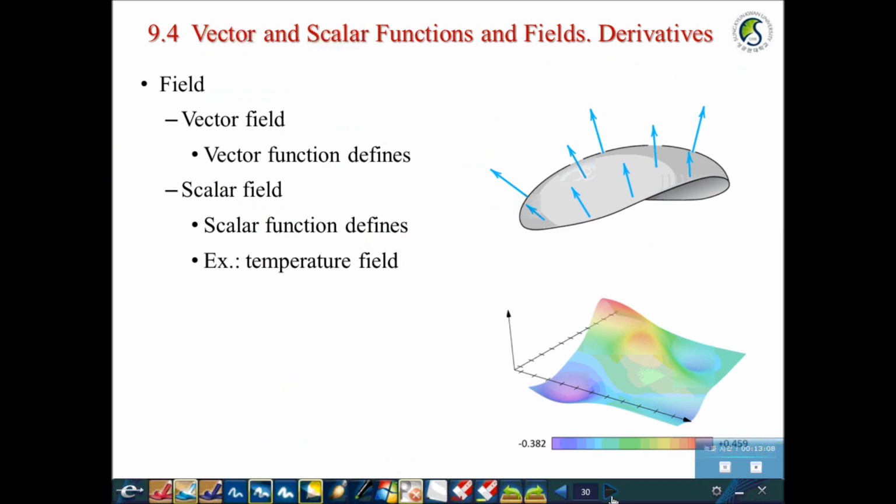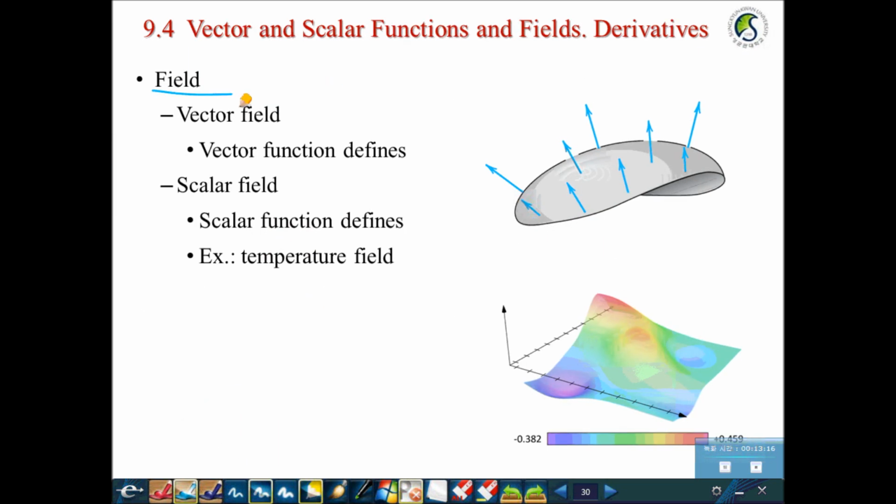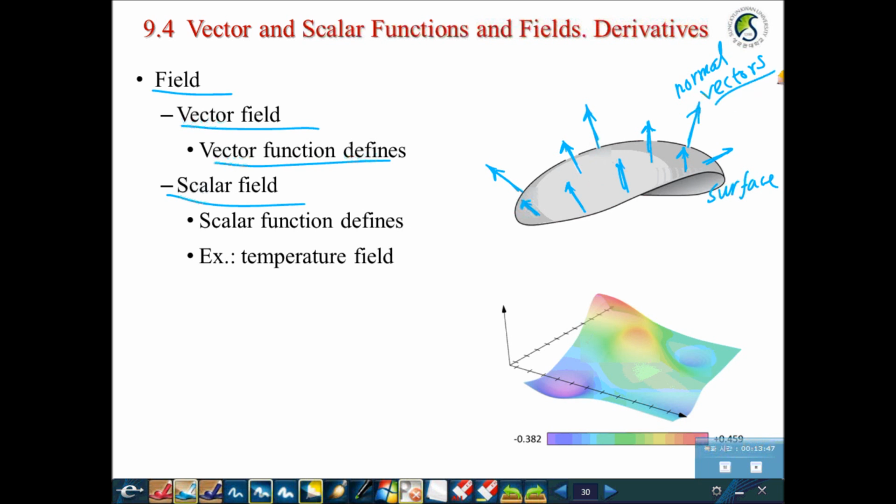Okay? So those two functions, vector function and scalar function, make a field. So we have vector field and scalar field. A vector function defines the vector field. Like this: this is a surface, for example, and these are normal vectors. The normal is different at each location, each location has a different direction. So we could say this is a normal vector field on that surface.